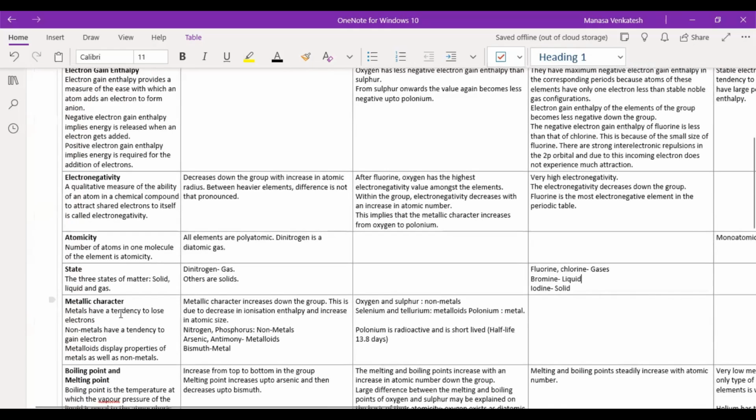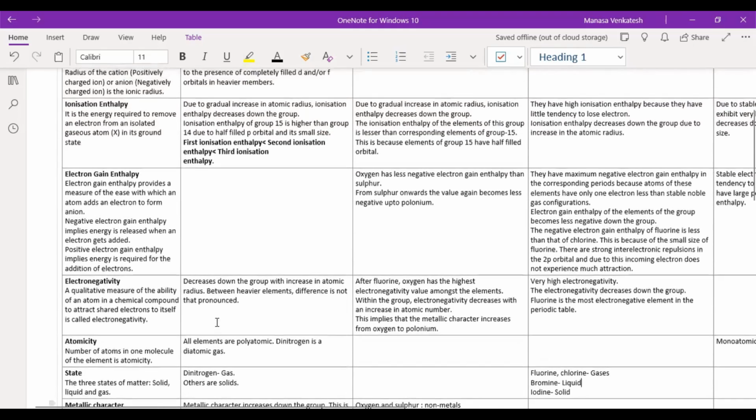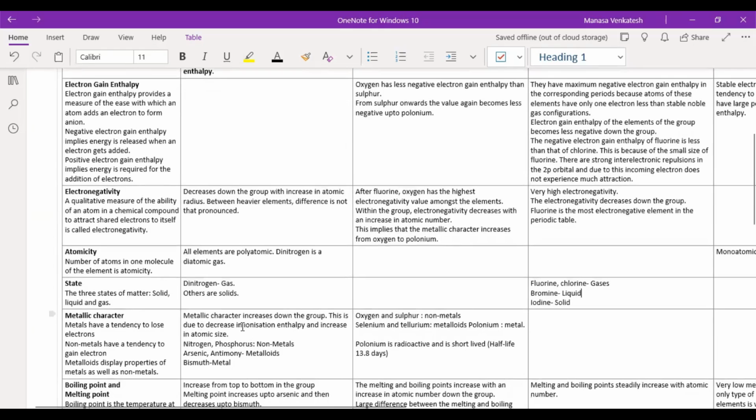Metallic character. So metals have a tendency, as I told you, they have a tendency to lose electrons. Non-metals have a tendency to gain electrons. Generally, metalloids are in between and they show certain properties of both metals and non-metals. So in case of nitrogen family, the metallic character is going to increase as we go down the group. And this is obviously because as we go down the group, the atomic radius increases, so the ionization enthalpy is decreasing. So nitrogen and phosphorus are non-metals, arsenic and antimony are metalloids, and bismuth is a metal.